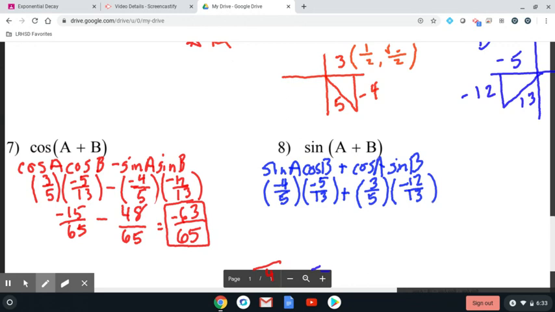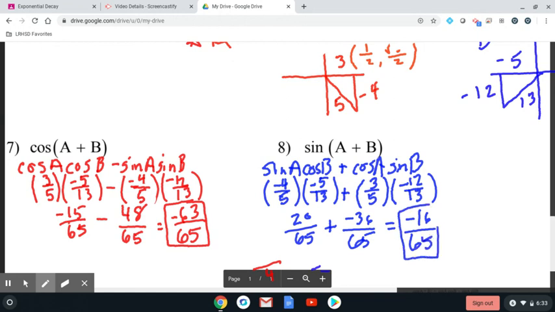When we go to multiply them, this gives us a 20 over 65, plus this is going to give us a negative 36 over 65. We're going to add along the top, and it's going to give us a negative 16 over 65.